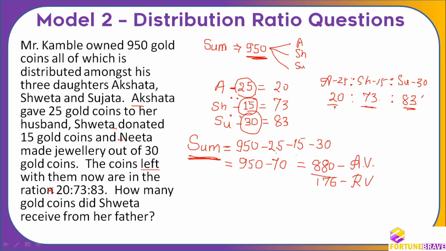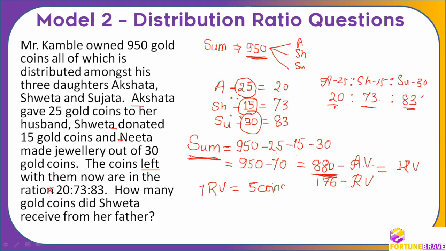So we are going to divide them to get one ratio value, which will solve our problem. So I can say 88 doubled is 176, isn't it? 88 into 2 is 176. So the actual sum 880 divided by 176 means 1 ratio value should be equal to 5. 5 coins.